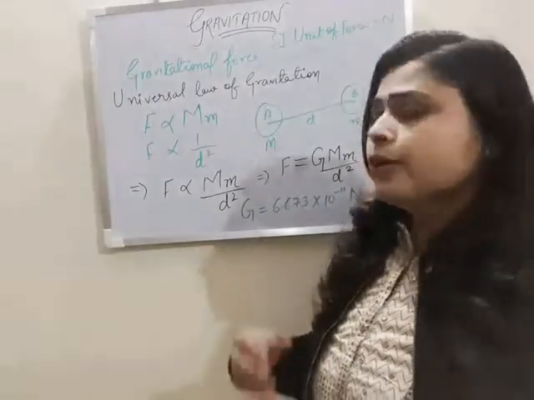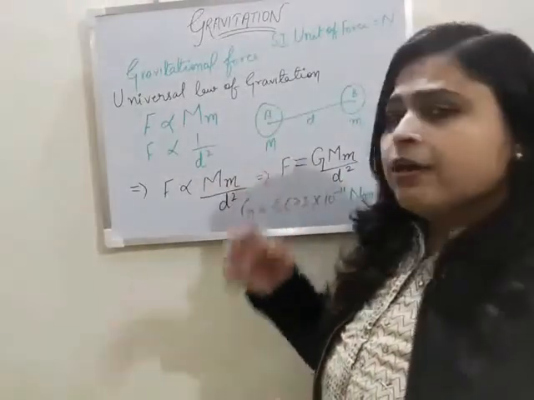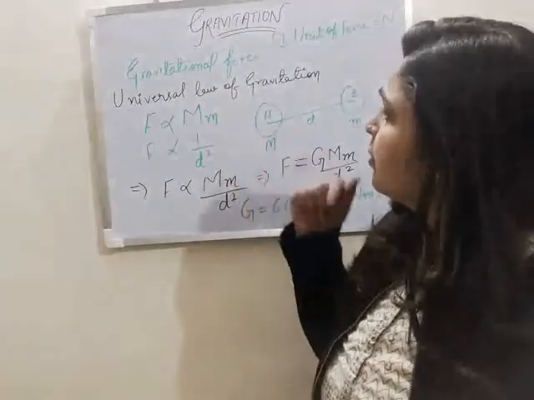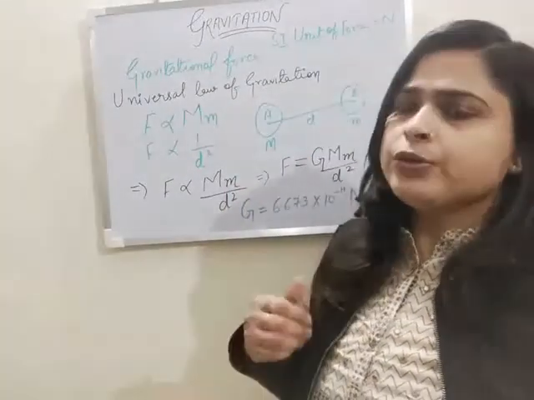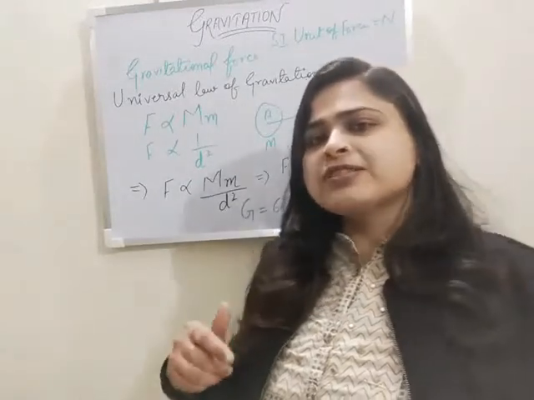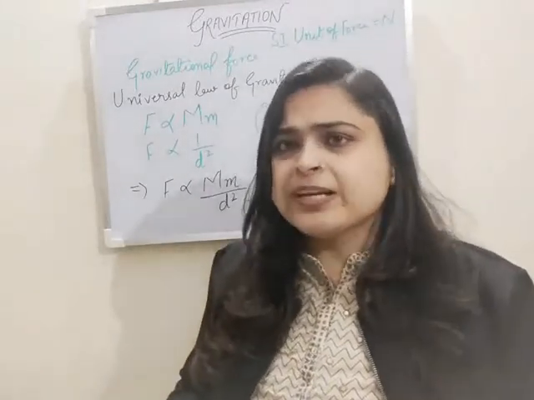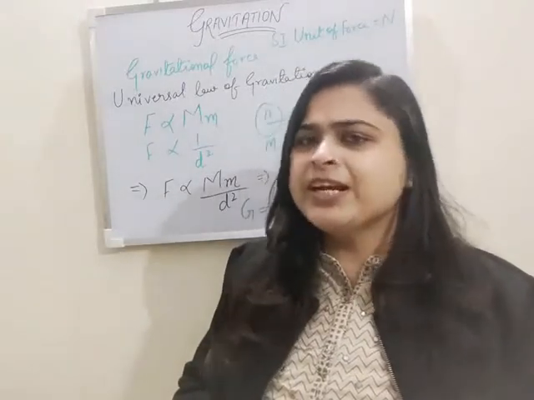Students, the universal law of gravitation says that every mass attracts every other mass, whereas the third law of motion says each and every object applies an equal and opposite force in the opposite direction.